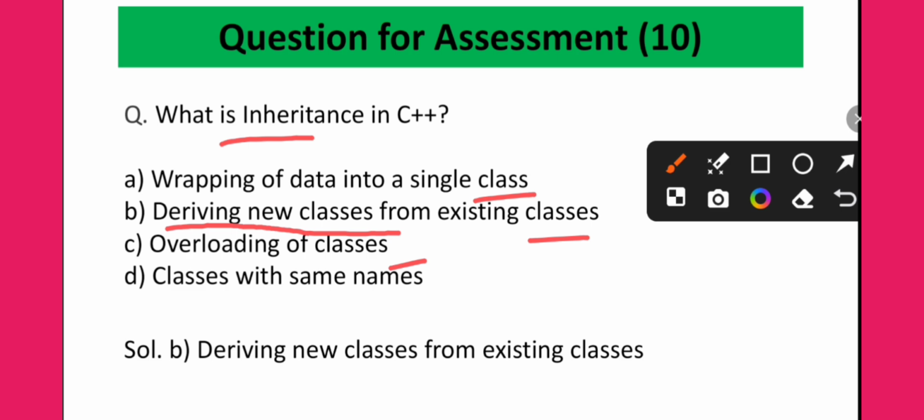It is like a biological inheritance. For example, from the parents the children are derived. Same thing, from one class another class is derived, and that is known as inheritance. So option B is the correct answer for this question.